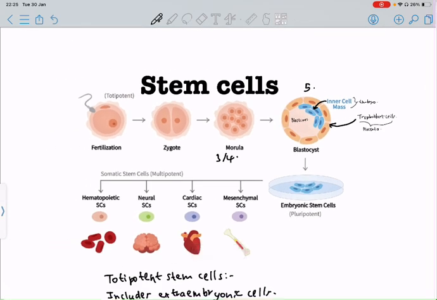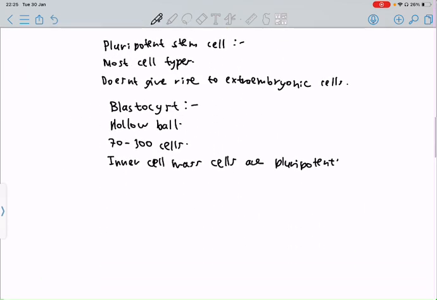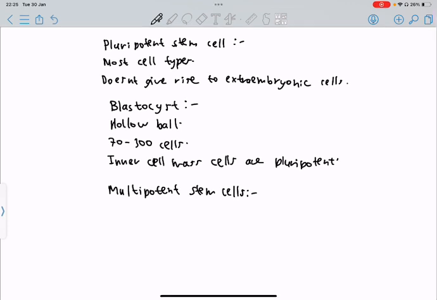And the last cell type that we will look at is multipotent stem cells. Multipotent stem cells, unlike pluripotent stem cells and totipotent stem cells, don't give rise to that many cell types. So they give rise to few cell types.